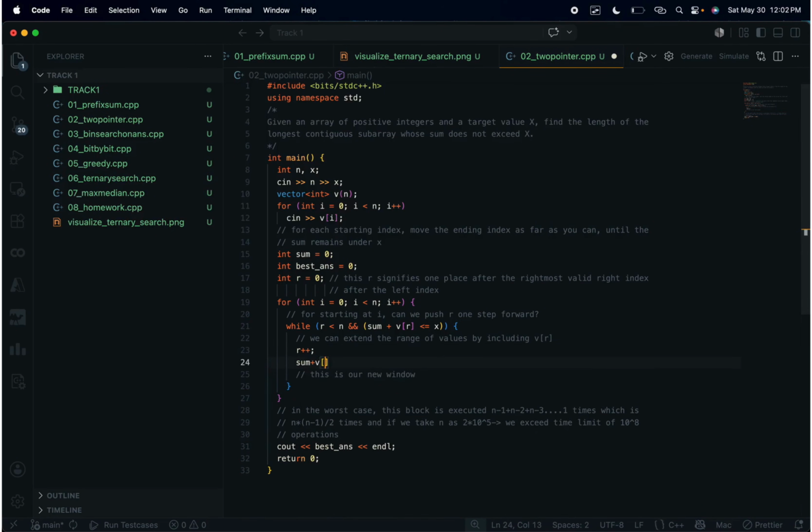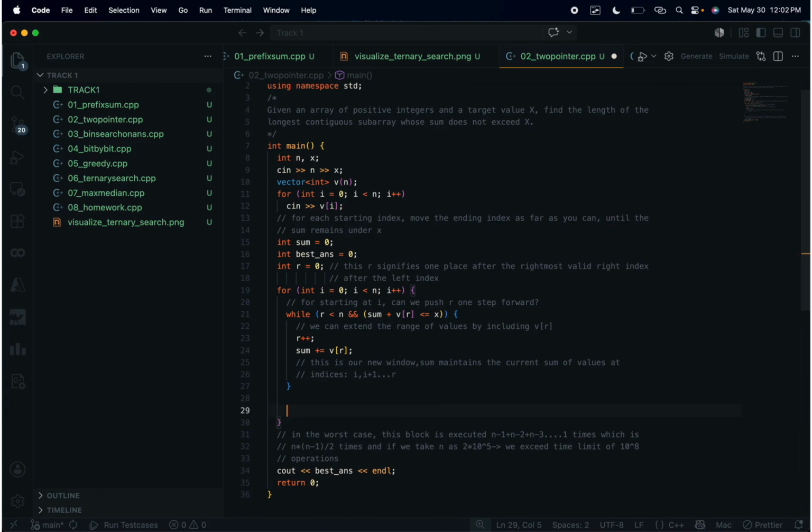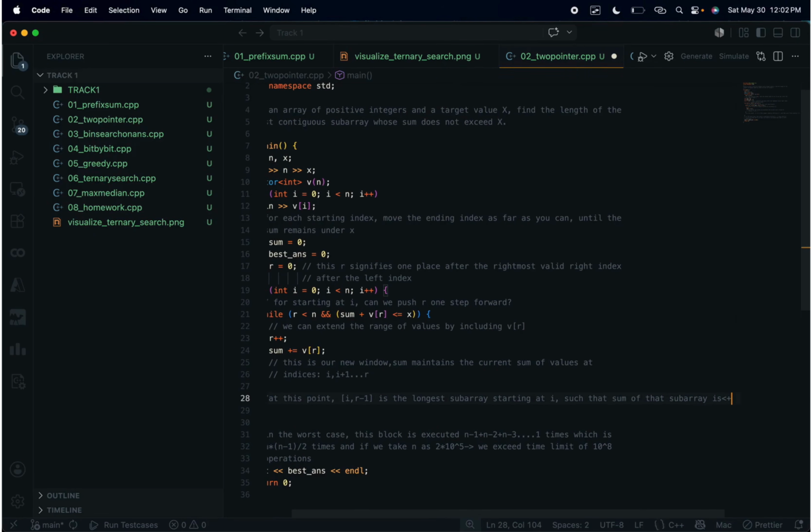So of course we have to add to our sum also. So sum maintains the current sum of values at indices I plus 1 and so on till R. Right. So once this happens, at this point, I comma R minus 1 is the longest subarray starting at I, such that the sum of that subarray is less than or equal to X.